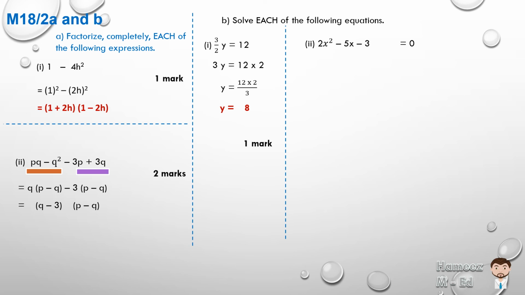One way is that we can use the quadratic formula, ax squared plus bx plus c, where a is 2, b is minus 5, and c is minus 3, and solve it using x is equal to minus b plus or minus the square root of b squared minus 4ac all over 2a. Or if you want, you can factorize it just as we've been doing before. So how do we factorize it?